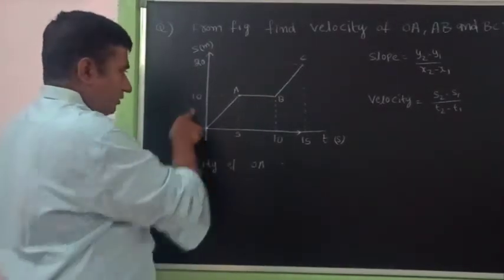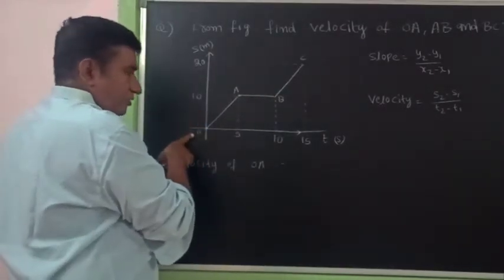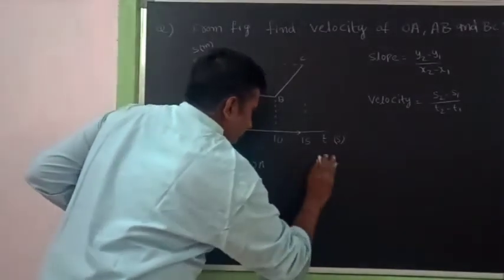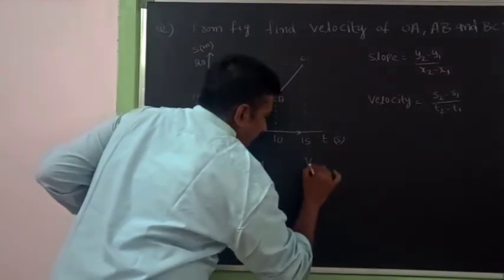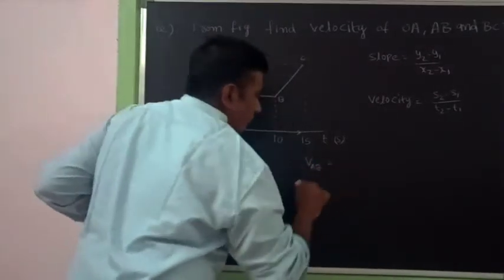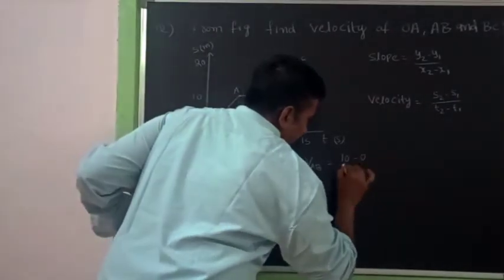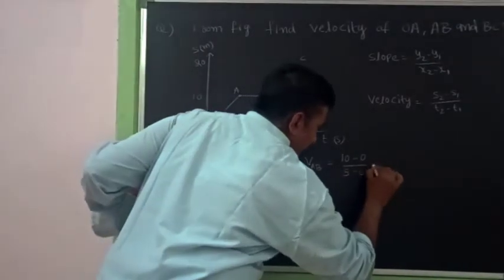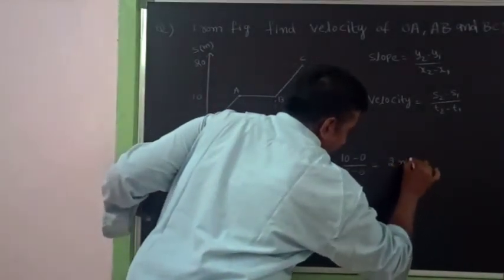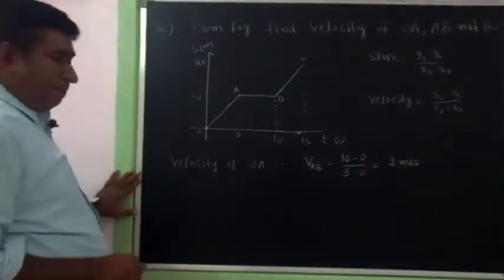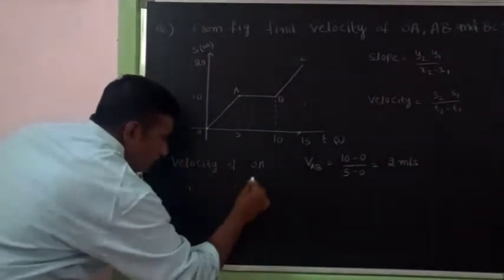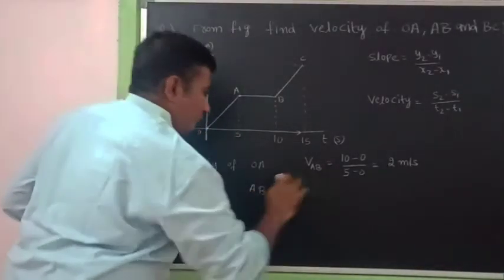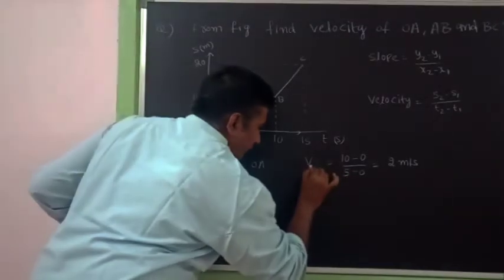So s2 minus s1: here s2 is 10 minus 0. So velocity of OA is equal to 10 minus 0 by t2 minus t1, 5 minus 0. So 10 by 5, which we get as 2 meter per second. Sorry, this is velocity of OA, extremely sorry.